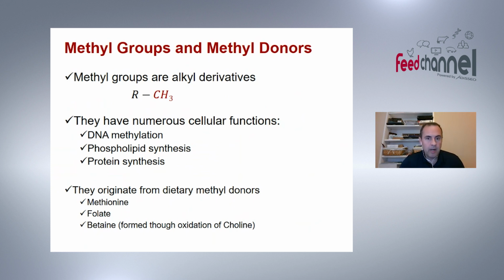And we like to think of carbon as an energy source, but in this particular case, methyl groups can have numerous cellular functions, such as methylation of genes, what we call DNA methylation. They play a role in phospholipid synthesis, and they play a role in protein synthesis because they can affect the transcription of genes and therefore the message that's used for synthesizing amino acids. And they have a dietary origin, and they come from three main molecules.